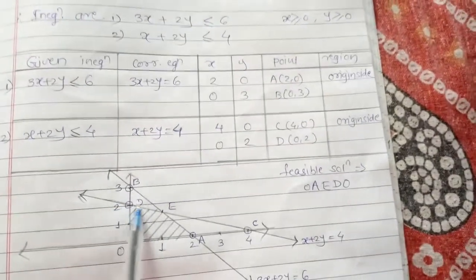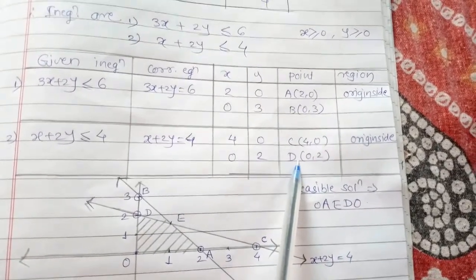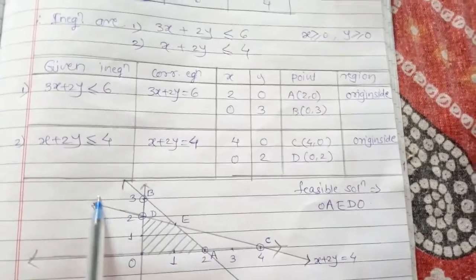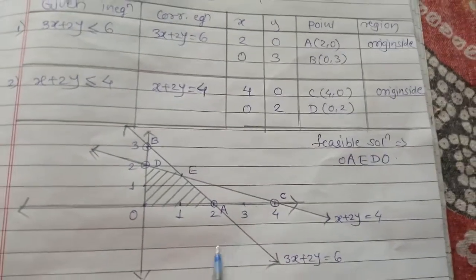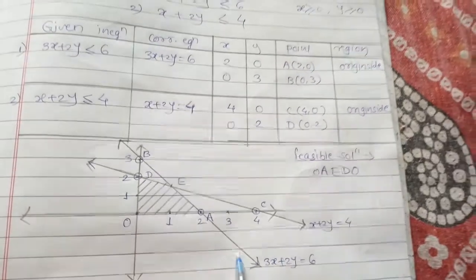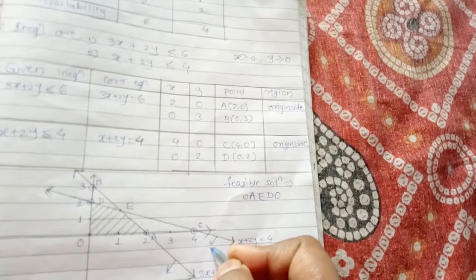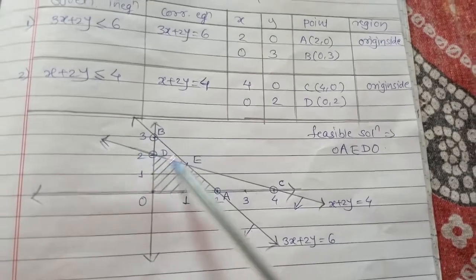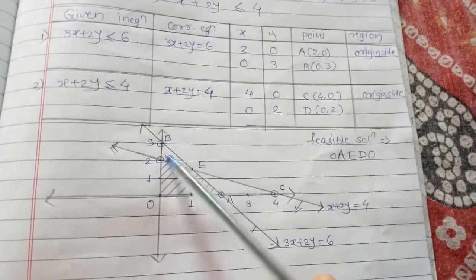Here we plot the points A, B, C, D, as in the previous example. A is 2, 0. Join AB and join CD. For both lines we draw the arrow on the origin side. So this is the origin side, and for this second line this one is also the origin side. If we draw the arrows like this for the first line, and like this for the second line.